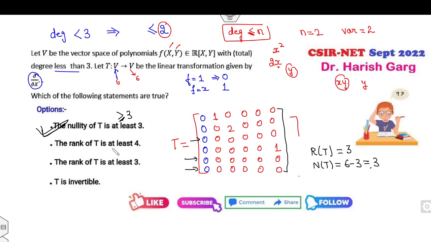That's a correct statement. Rank is at least 4, greater than or equal to 4, but rank is 3. So that option is cancelled. Rank is at least 3. Yes, equality appears. T is invertible, wrong, because the rank is less than 6 and 0 is one of the eigenvalues. So the determinant of T is 0, so T is not invertible. So A and C are the correct answers of this problem.